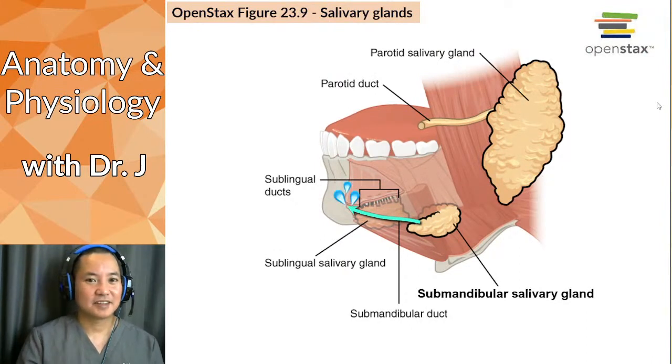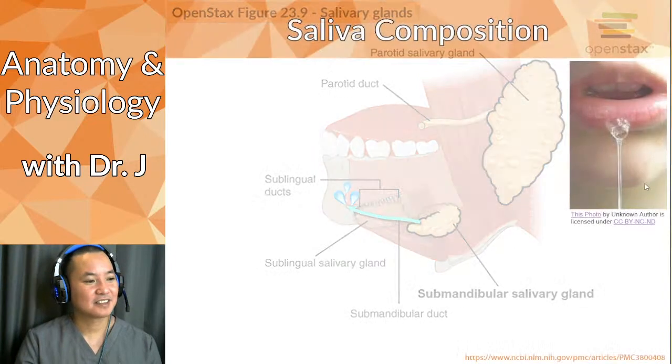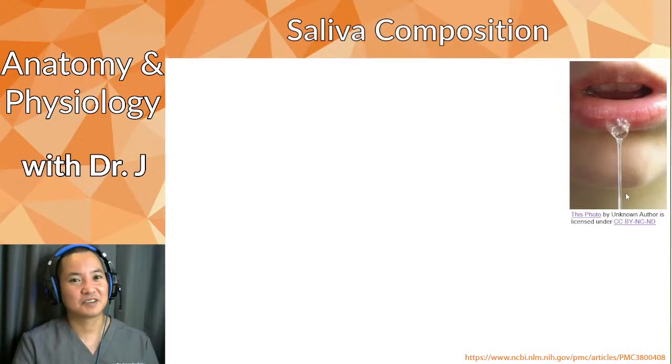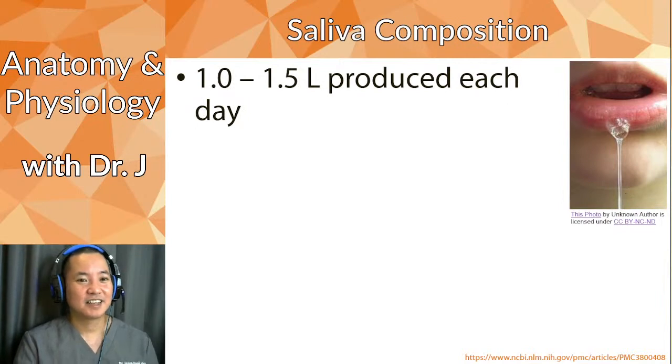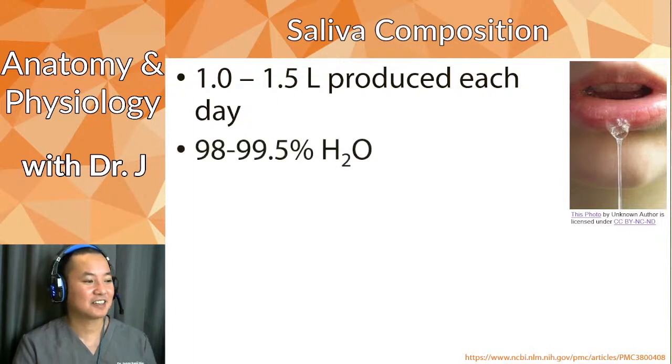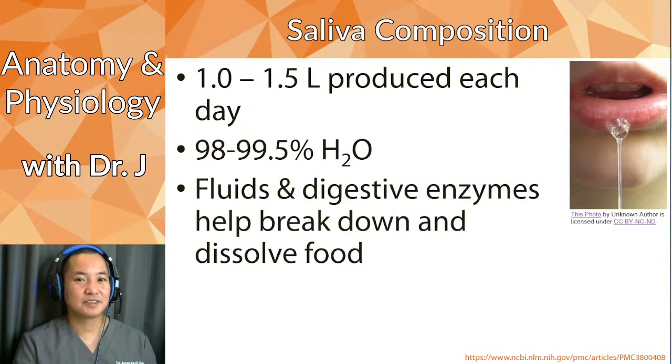Now, we talked about salivary glands. What is saliva? Well, we produce about a liter or a liter and a half of saliva each day. And you probably guessed that most of your saliva is water, and you're correct. Around 98 to 99.5 percent of it is water. Now, why do you have so much water? Well, one thing is that the fluid helps to dissolve things like salts and sugars, things that are soluble in water, converting them to a liquid form. And having a lot of fluid also helps to distribute the enzymes that you need to chemically digest and break down your food when it's in your oral cavity.